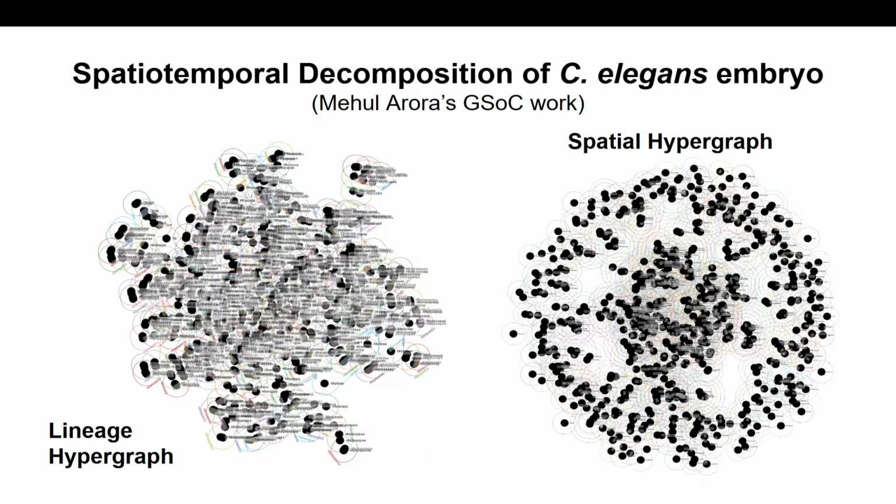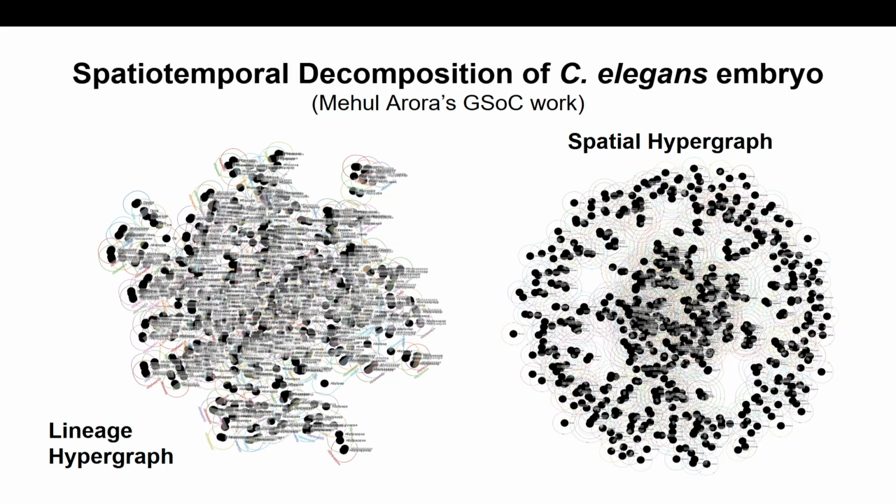Finally, I'd like to talk about Mehul's GSOC work. And of course, what he was doing was building on our hypergraph approach and trying to figure out how to decompose the C. elegans embryo spatiotemporally. So he built a number of hypergraphs using algorithms and other types of approaches. On the left, you see the lineage hypergraph, which is based on the lineage tree data. You have these concentric circles, which represent the area around single cells that allow you to sort of group different cells into these hypernodes. So you have a bunch of cells within each of these circles, and they're all connected in a network. That's based on the lineage tree.